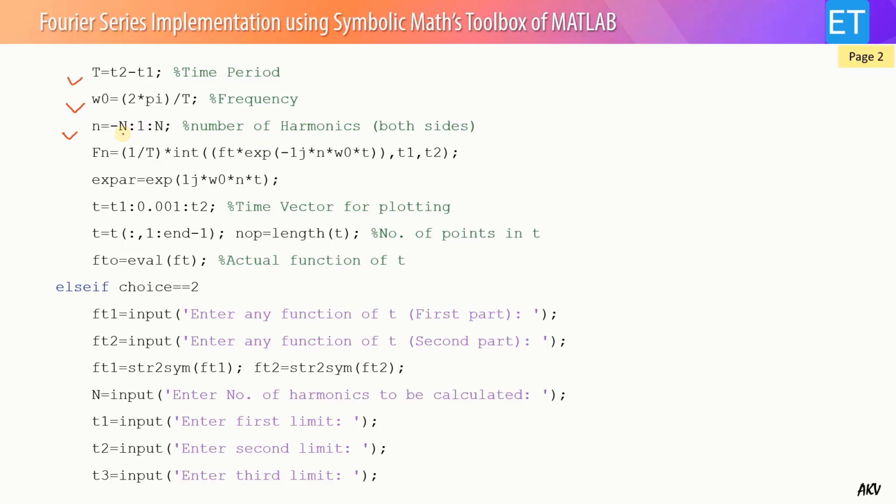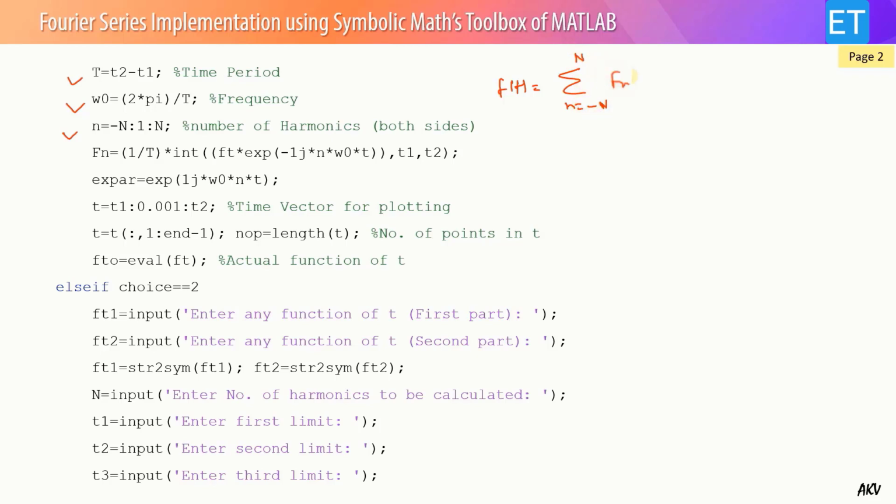Here you can see that it is from minus n to plus n, because if you remember the expression of the Fourier series, your f(t) equals the sum for n equal to minus infinity to plus infinity. Since here we are not finding the infinite harmonics, that is also not possible, we are finding only the finite harmonics, so minus n to plus n.